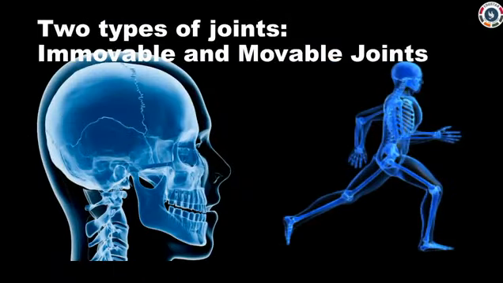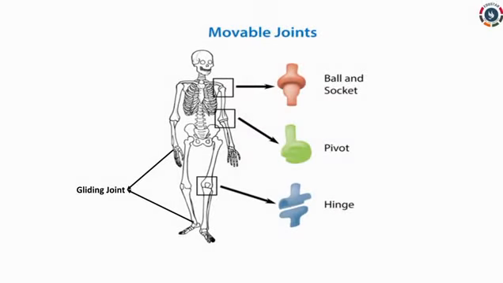There are two types of joints in our body: fixed and movable joints. Joints in our skull are fixed and do not allow movements. Movable joints: joints like arms, legs, knee, elbow, neck, wrist, ankles and shoulder joints are movable joints. Students, there are four different types of movable joints: ball and socket joint, gliding joint, hinge joint and pivot joint.